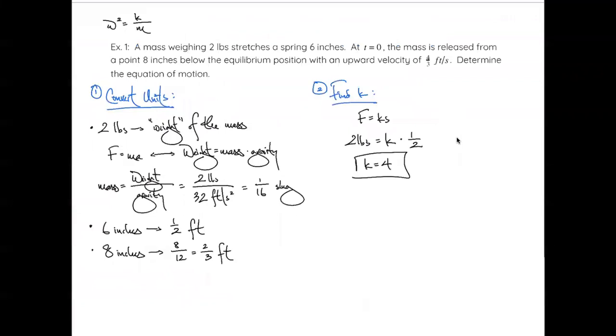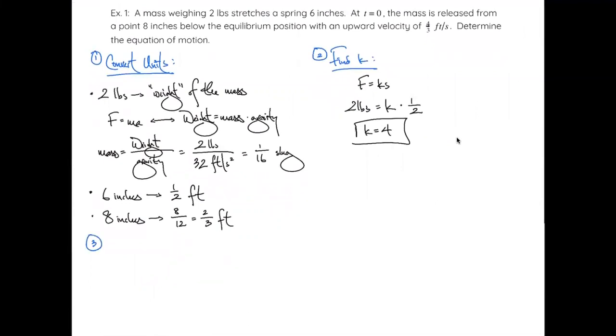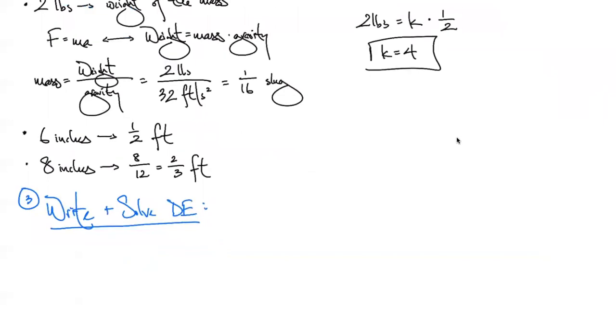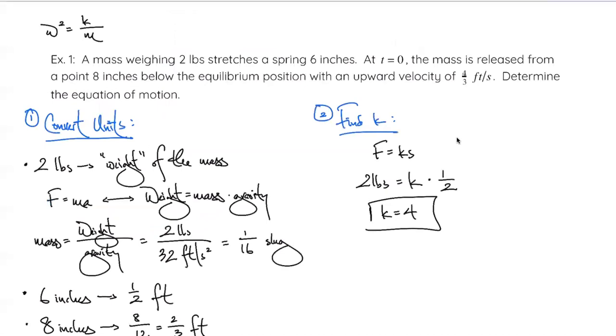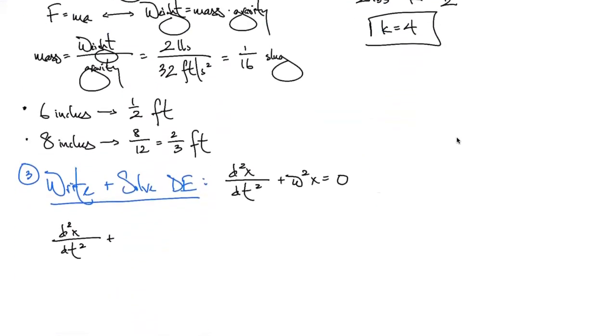All right, so let's solve this. Let's write our differential equation, then let's solve it. We want to use the general form we saw above: d squared x dt squared plus omega squared x equals 0. And now we just need to plug in our omega squared. Omega squared is just K divided by M. So I'm going to take 4 and divide it by 1/16, so 4 over 1/16 x equals 0.